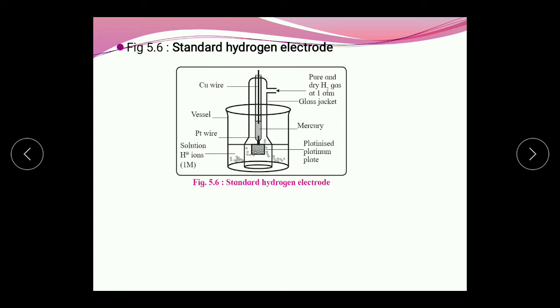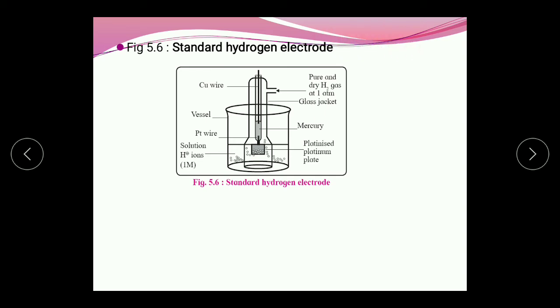This platinum plate is connected to a narrow glass tube by a platinum wire. In the narrow glass tube at the bottom there is mercury. That mercury is for better electrical contact. Through the mercury, a copper wire comes out through the narrow tube and is then connected to another electrode.